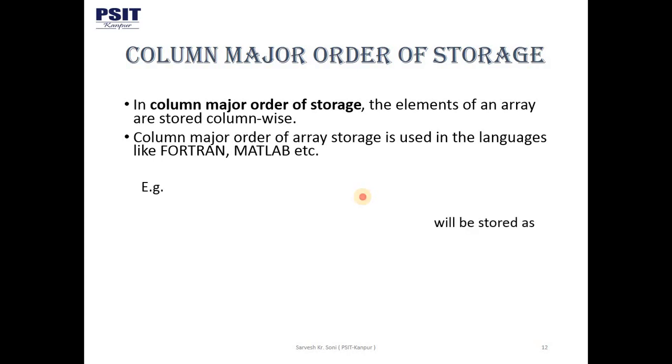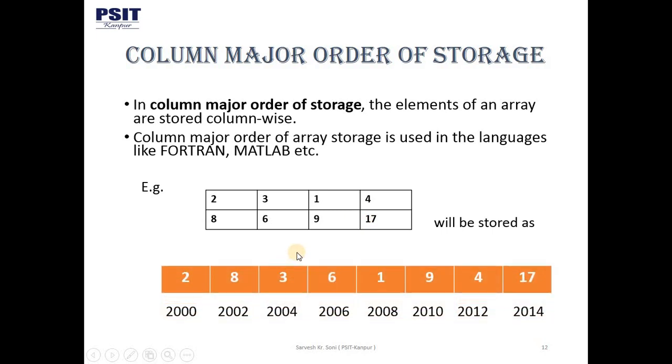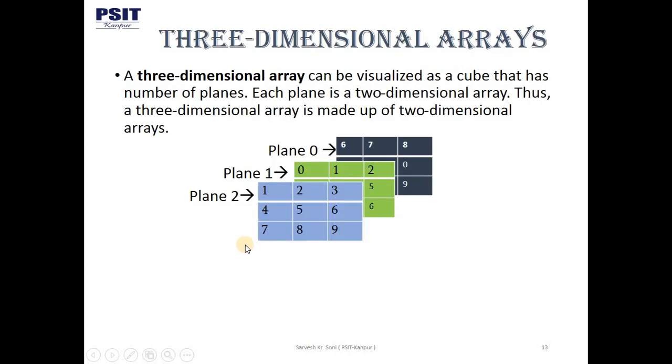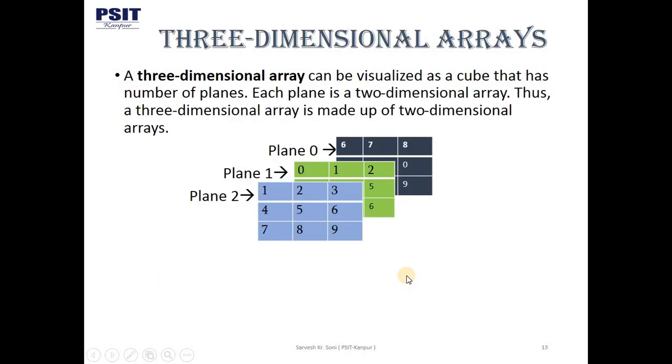So if we talk about the column major implementation, my matrix is the same matrix: 2, 3, 1, 4 is the first row, and the second row is 8, 6, 9 and 17. But in case of column major implementation, the memory representation will look like this. First of all, the first column will be filled in the memory in a contiguous order, 2 and 8. Then the second column, 3 and 6. Then the third column, 1 and 9, and so on.